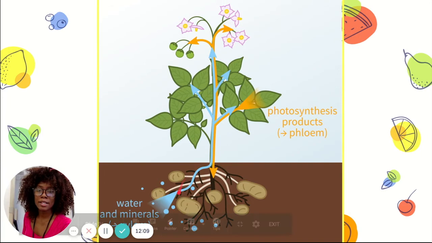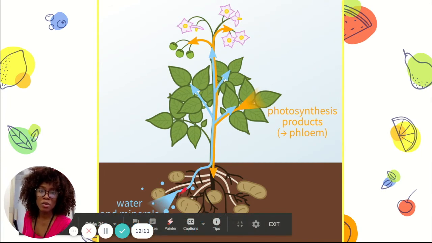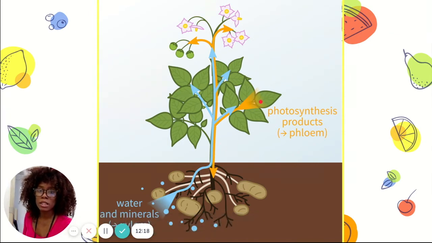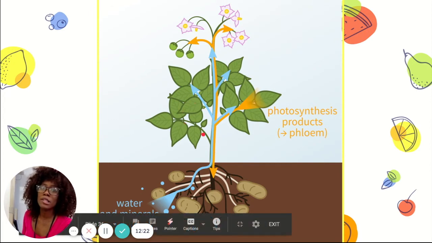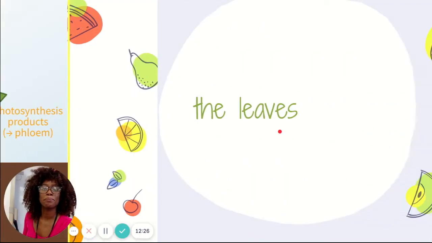So this is what this looks like. In the roots, we have water and the minerals that come in through the xylem. And then the leaves are actually what do photosynthesis, and photosynthesis produces sugars, and those sugars need to be transported to the roots, the leaves, the stems, all of it. So those photosynthesis products go through the phloem.